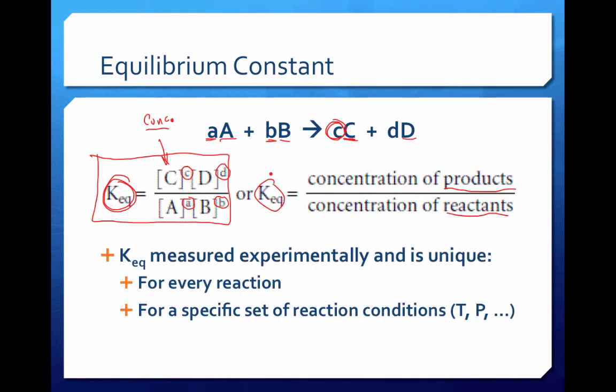Last piece of the puzzle then before we try one of these is this value of K. The expression is easy to set up, is measured experimentally, and it is unique for each individual substance. It's unique for each chemical reaction, and it's also unique for specific reaction conditions, i.e. different temperatures and different pressures will result in different values of K. And again, that's something we'll talk more about in the next video when we're discussing something called Le Chatelier's principle.